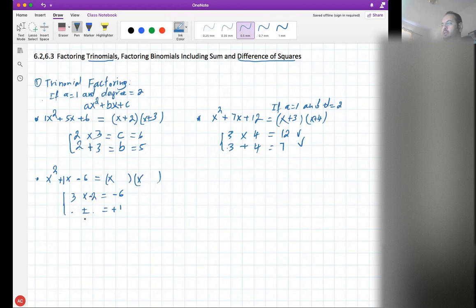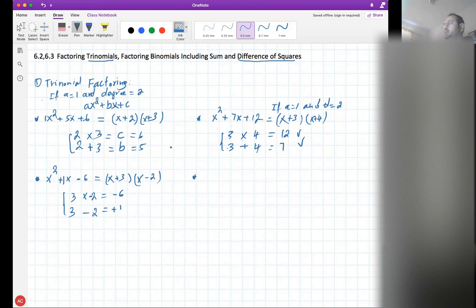So 3 times negative 2 is negative 6. If we combine them, 3 minus 2 would be positive 1. So same numbers and the same signs, 3 and negative 2. If we multiply them, we'll get negative 6. And if we combine them, meaning add or subtract, we get positive 1. So the numbers are positive 3 and negative 2. So those are the numbers.